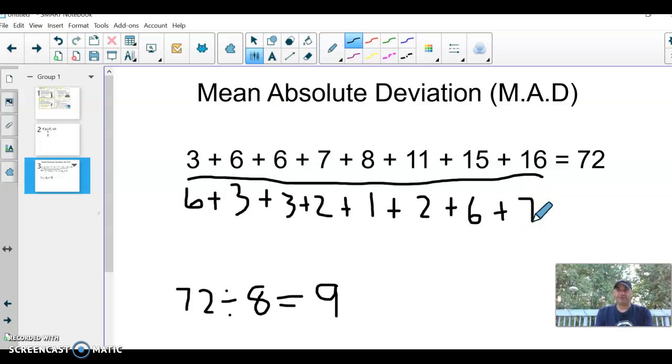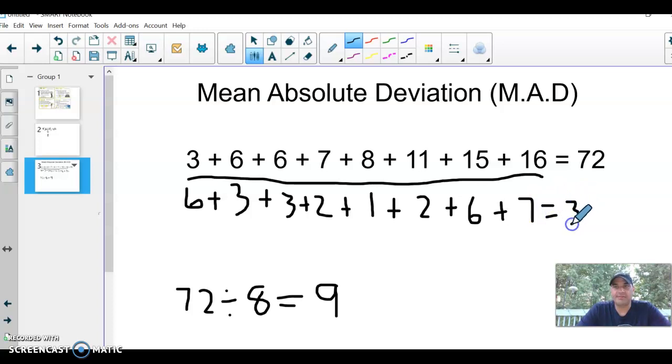And basically I'm going to find the mean again. So if I add this up, I have 6 plus 3 plus 3. So right now I have 12. Plus 2 is 14. Plus 1 is 15. Plus 2 is 17. Plus 6 is 23. Plus 7 is 30. So my new set equals 30.